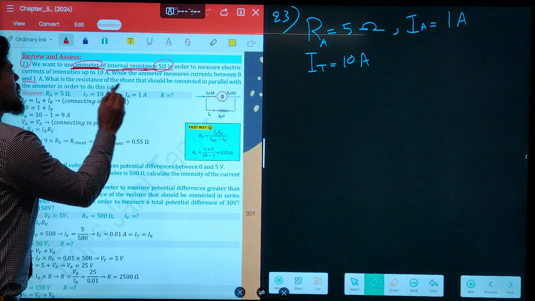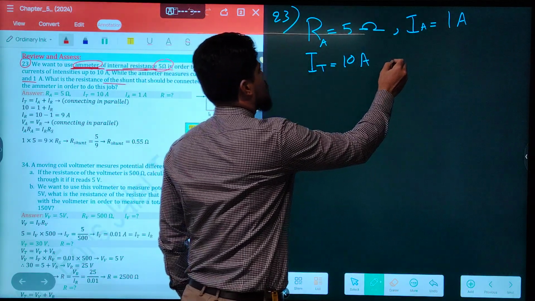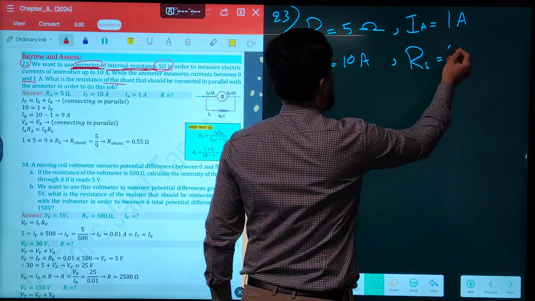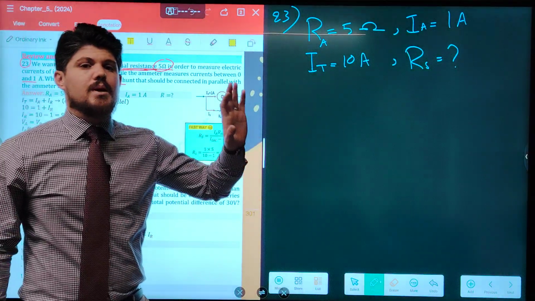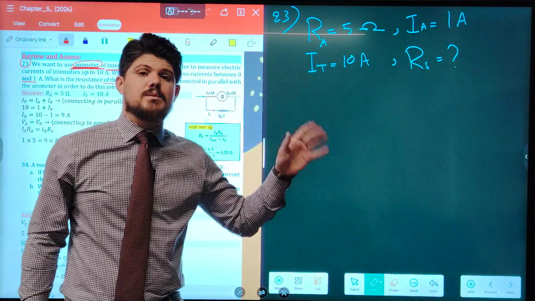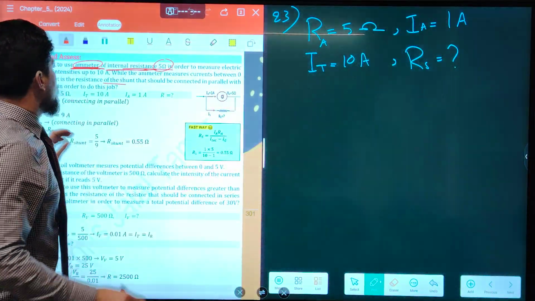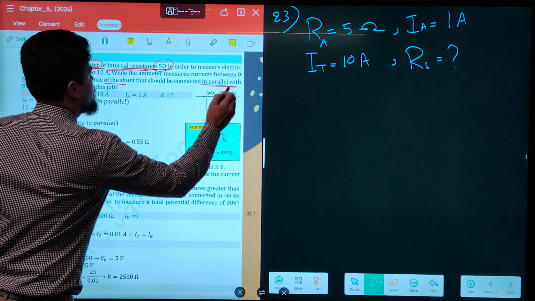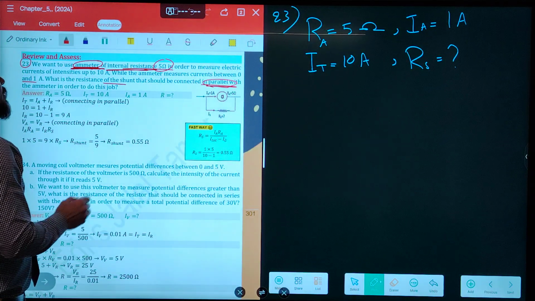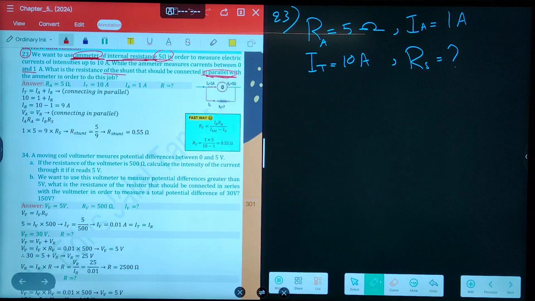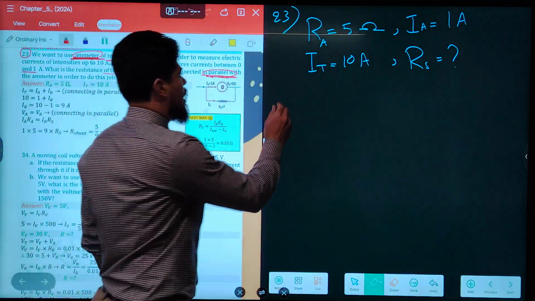What is the resistance of the shunt? What do you mean by the resistance of the shunt? RS is equal to what? The shunt in an ammeter must be connected in parallel, and this resistance must be a low resistor. Why? Because V is constant, and R and I are inversely proportional. What is unknown? RS.